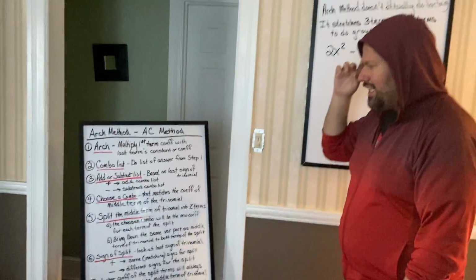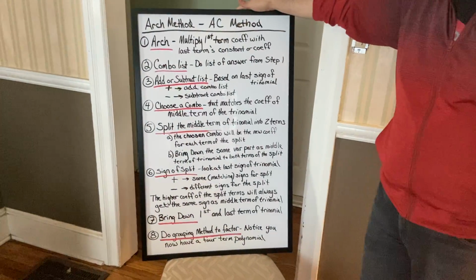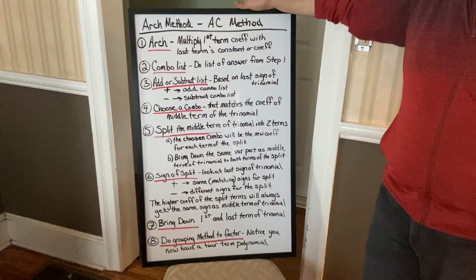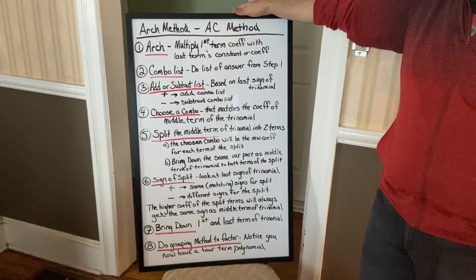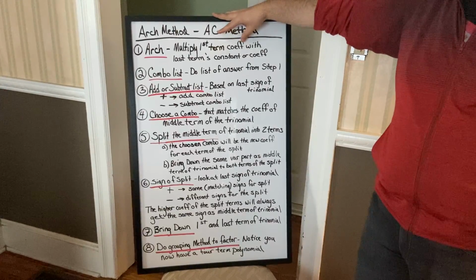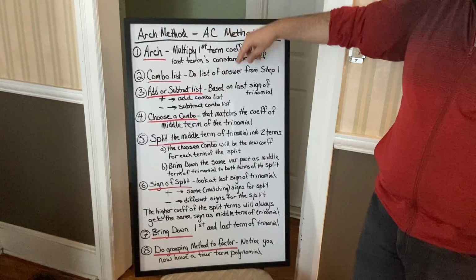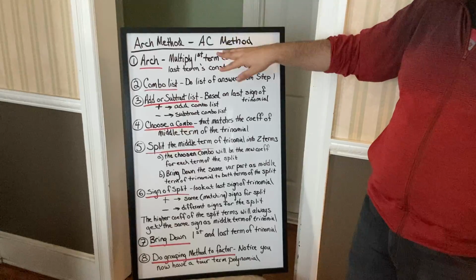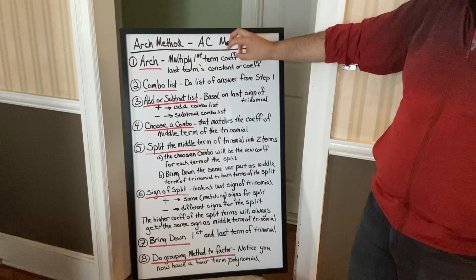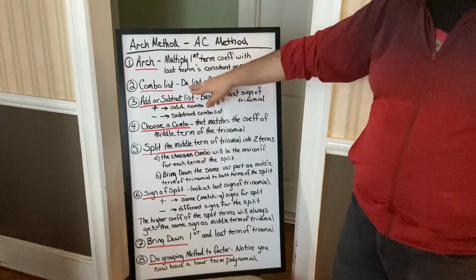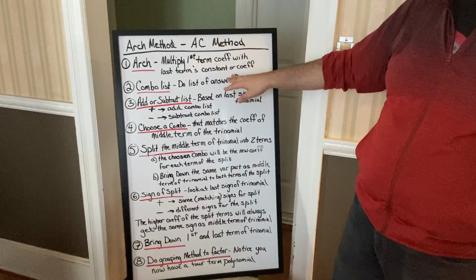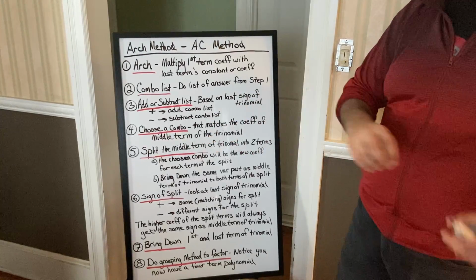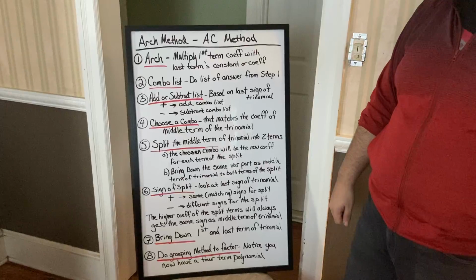Now, as I hinted last time, the ARCH method is a long method. It's actually 8 steps. Now, some of the steps go pretty quickly. The first step, and the reason why we call it the ARCH method, is because I'm going to multiply the first term of the coefficient with the last term, and the last term might be another coefficient or a constant. So you'll see me do this big arch to multiply those 2 numbers. When I multiply, I'll get a product, and step 2 says, take that product, the answer from step 1, and do the combos list. Remember, 1 times this, 2 times this, 3 times this, whatever gives us that number.